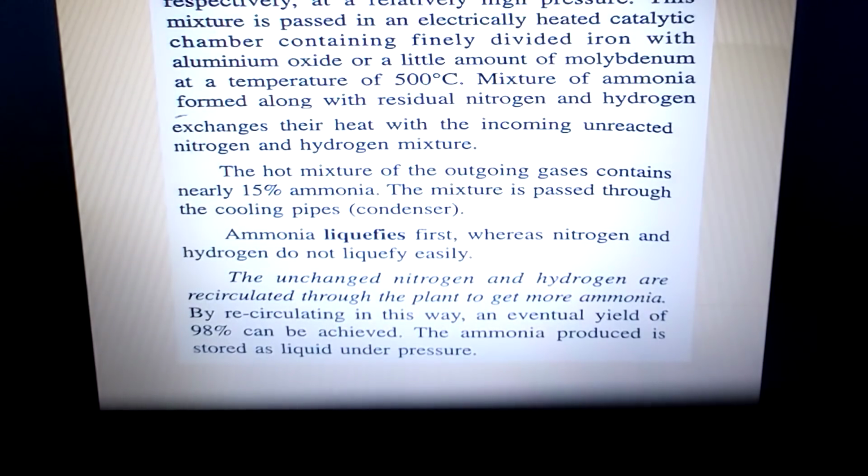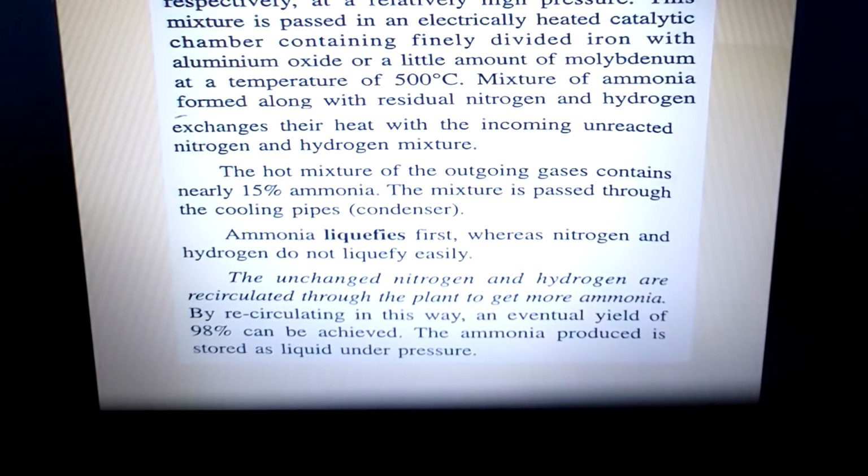So what is the process? Nitrogen and hydrogen are dried and purified. We don't want impurities, and then they are mixed in the ratio of 1:3. Then this mixture is passed under very high pressure in an electrically heated catalytic chamber containing finely divided iron with the promoter, that is aluminium oxide or molybdenum, and the catalytic chamber is maintained at a temperature of 500 degrees Celsius.